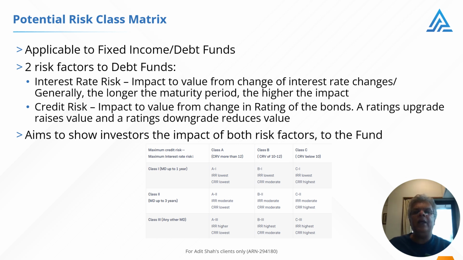The PRC matrix aims to show investors the impact of both risk components to the fund. Interest rate risk is classified from 1 to 3, whereas credit risk is classified from A to C. A fund classified as A1 would have the lowest overall risk, whereas a fund classified as C3 would have the highest overall risk. The risk classification can vary based on the securities held in the portfolio.